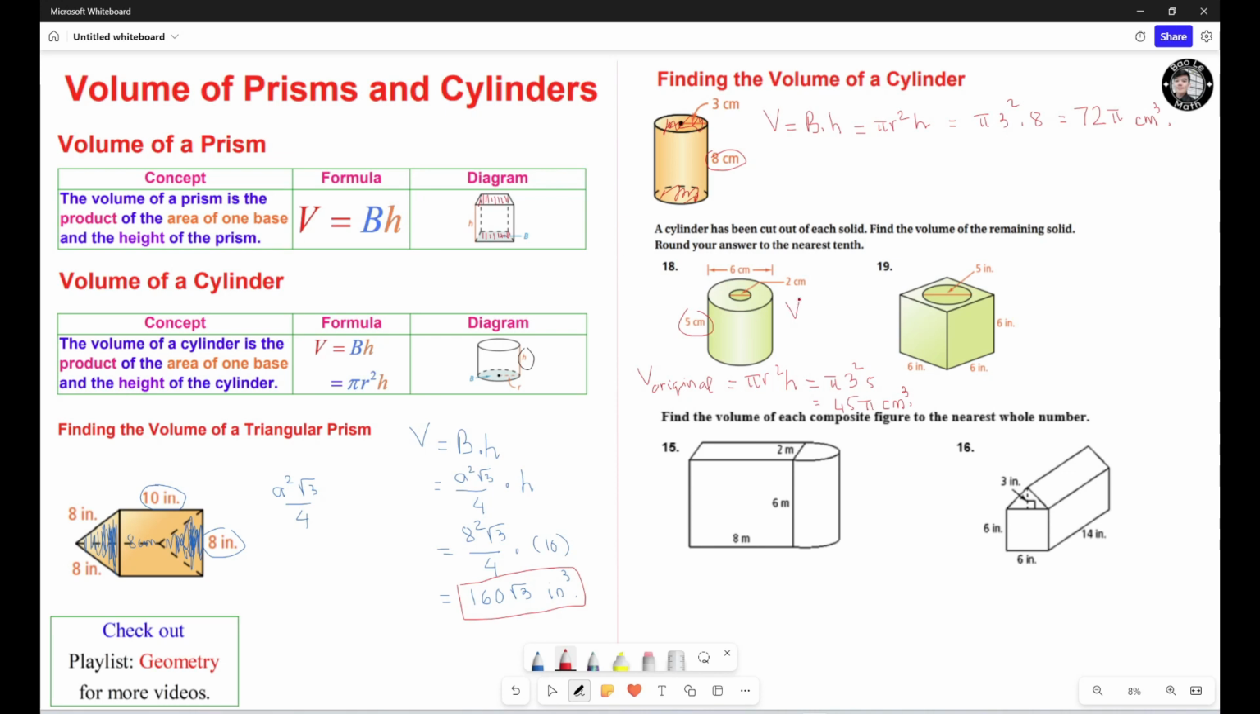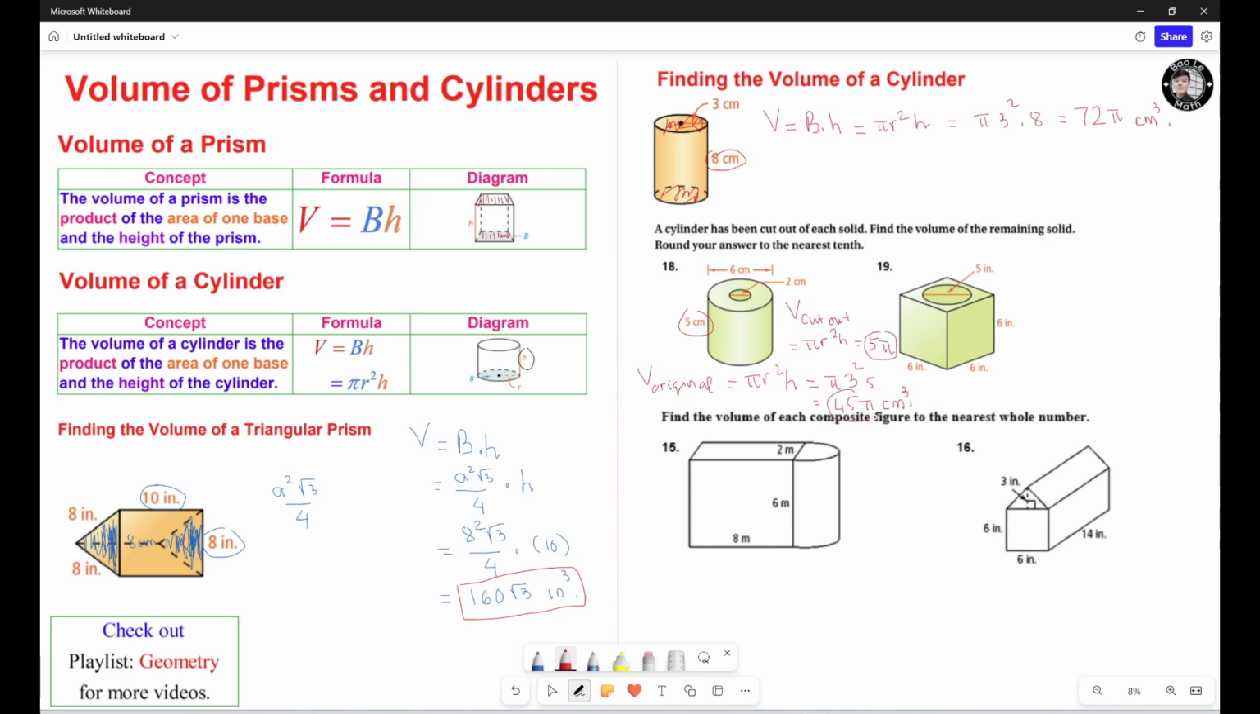Alright. Now you need to find the volume that was cut out. So the volume of the cut out equals pi r squared times h. Now in this situation, r is going to be 1 because the diameter equals 2. So it's going to be pi times 1 squared. 1 squared equals 1. Now the height should be 5. So this guy should be 5 pi.